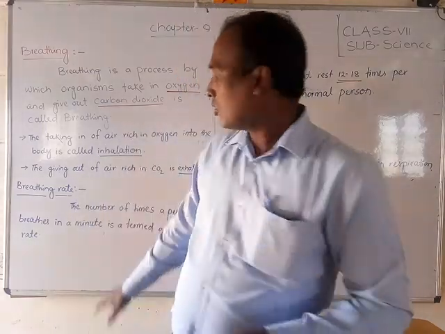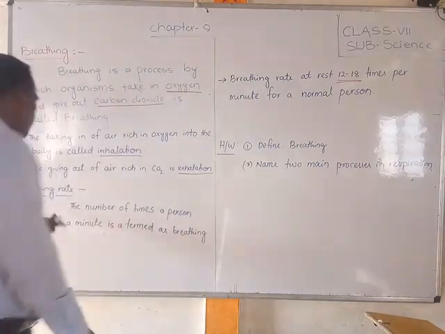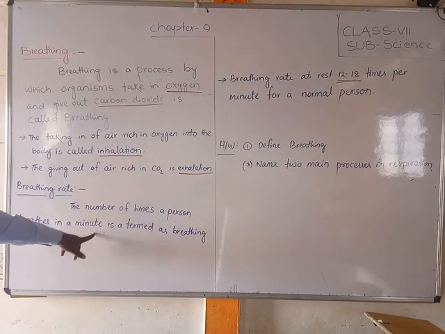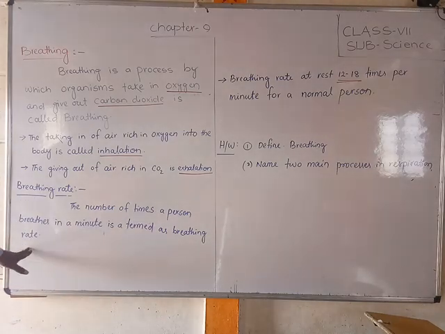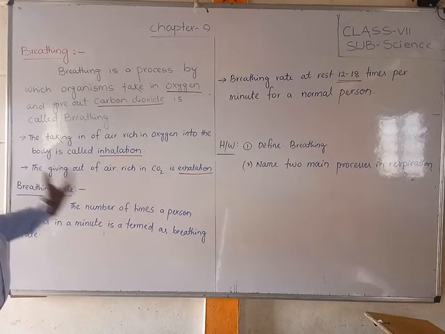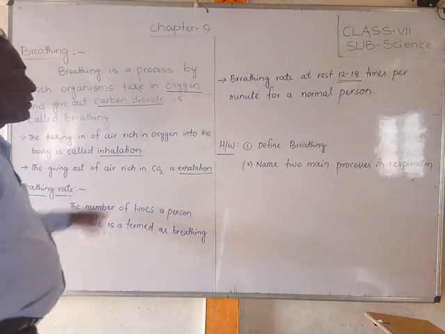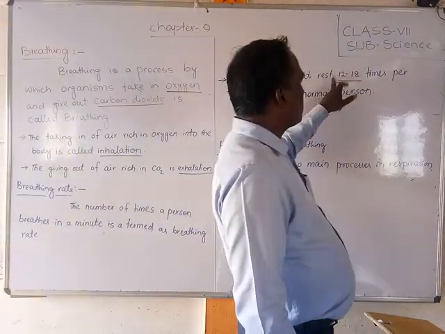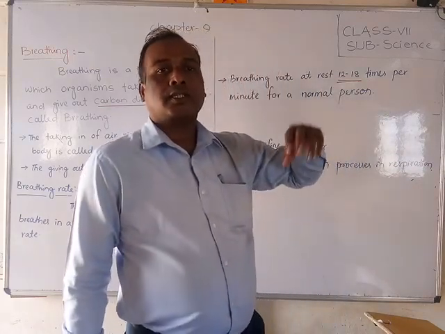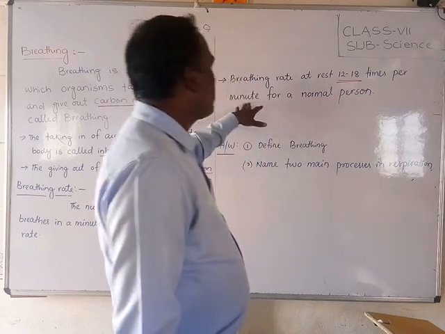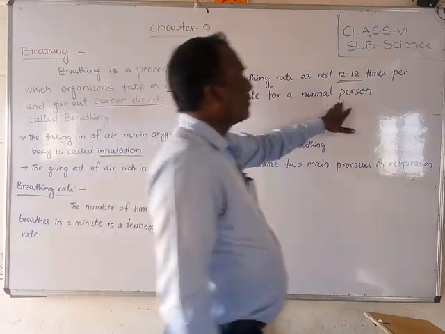So first of all, students, write down the breathing rate. The number of times a person breathes in a minute is termed the breathing rate. How many times we take a breath in a minute is called the breathing rate. Breathing rate at rest: when a person is taking rest, the breathing rate is 12 to 18 times per minute for a normal person.